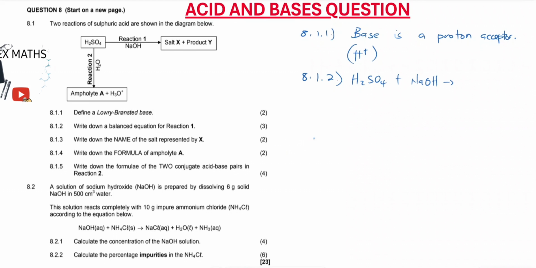The trick about these equations is that you need to know the ions that are present in each compound. Ions present in sulfuric acid are the H+ and the sulfate ions, that is SO4 2-. Then ions present in sodium hydroxide are sodium ions and the hydroxide ions. So the positive ion of this species will react with the negative ion of this one. Then the negative ion on this side will react with that one.